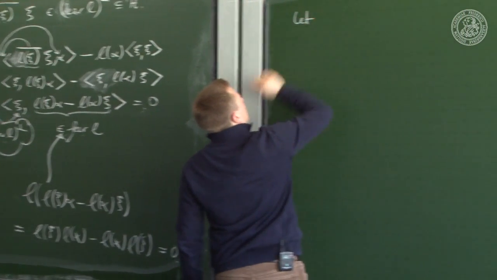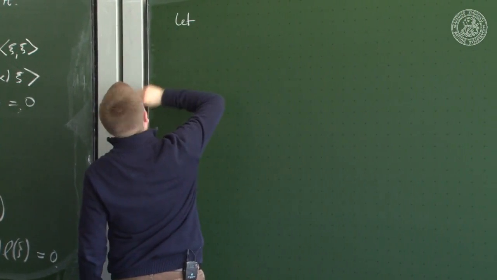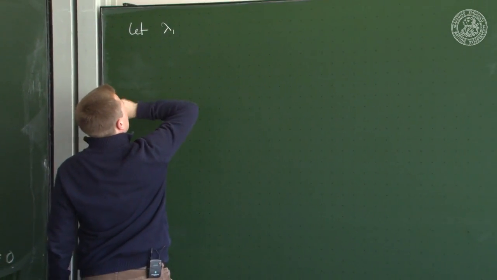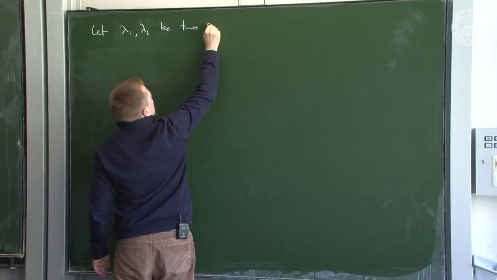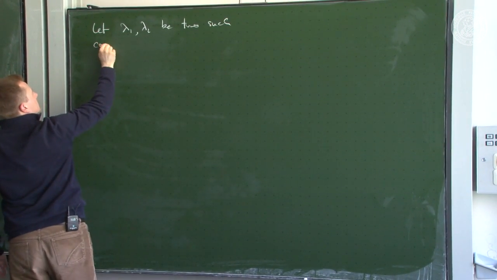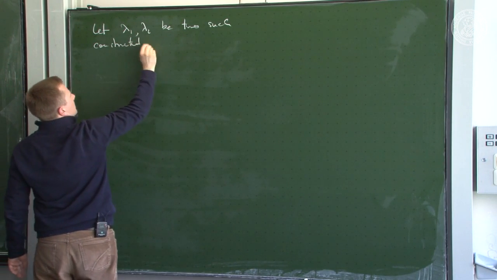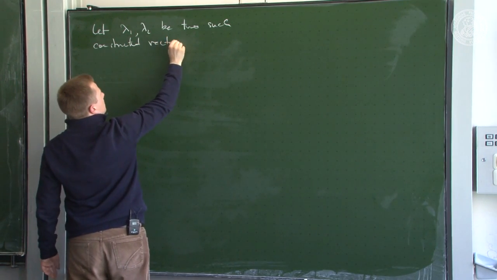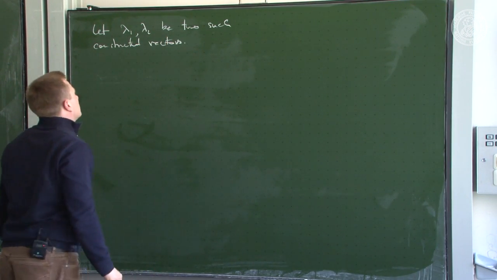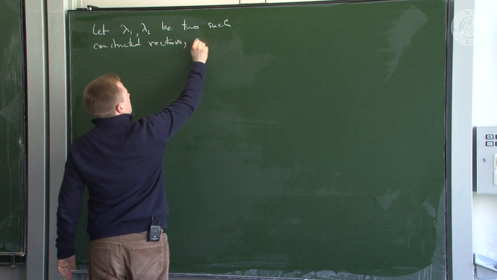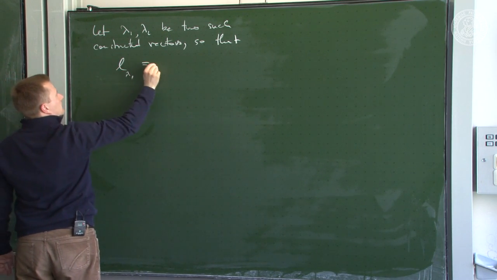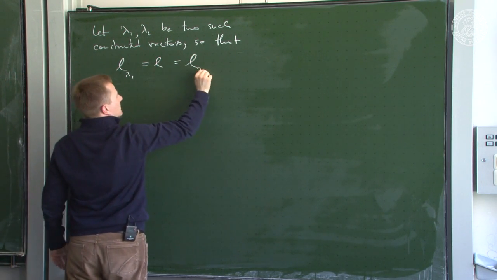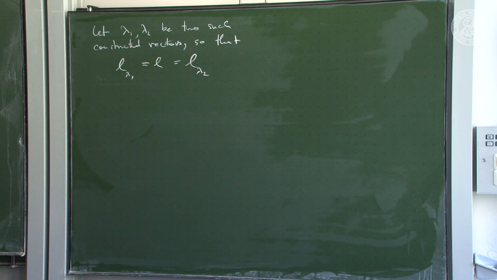So let lambda 1, lambda 2 be two such constructed vectors. So that, in particular, L lambda 1 equals L, but the L lambda 2 reproduces the L2.